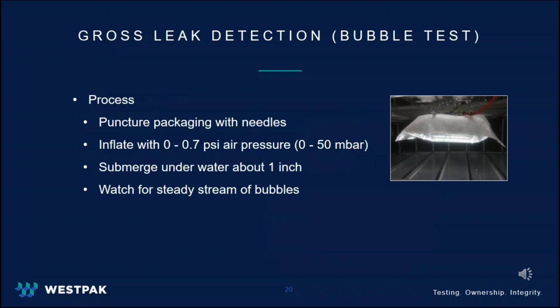The procedure for a gross leak detection test is to puncture the packaging with 2 needles. One needle will be the air supply and the other reads the air pressure. The packaging is inflated up to 0.7 psi of air pressure. It is submerged 1 inch underwater and is then inspected for any streams of bubbles coming from the packaging.